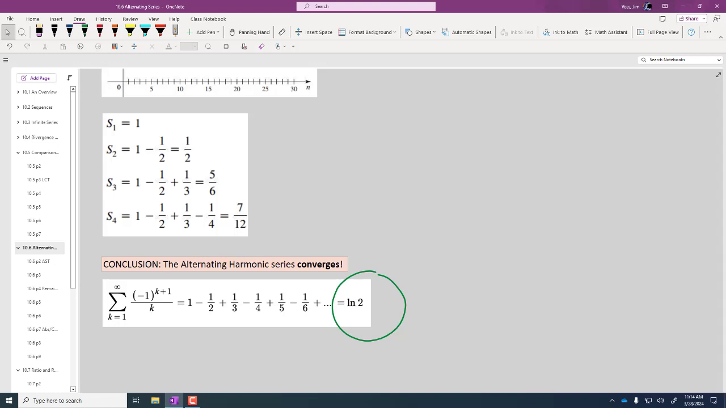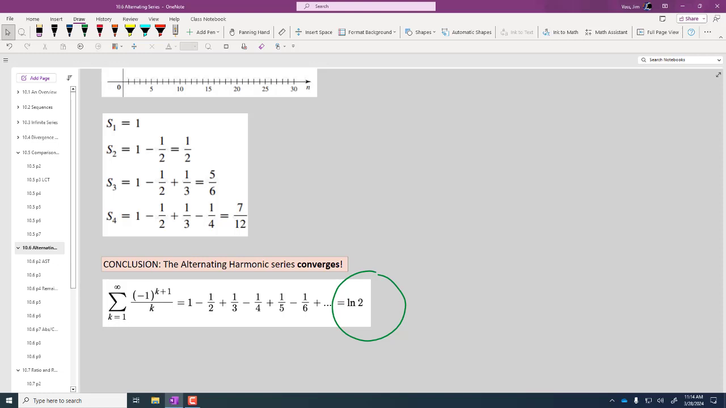Why can't I show you? Because we don't have time. It's a math secret. Got to keep some things hidden. They wouldn't have world domination otherwise. But it converges to natural log of 2, which is kind of, A, it converges, and B, it converges to something that can actually be calculated, which is kind of cool.